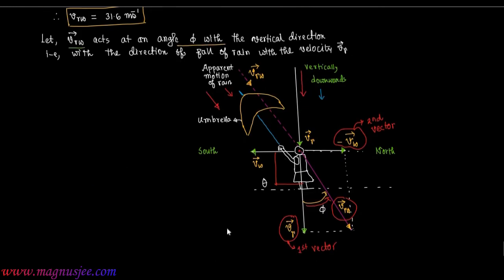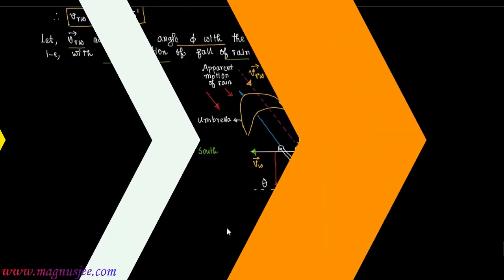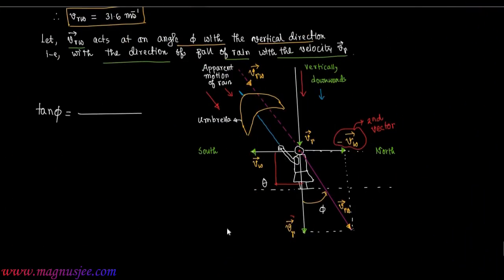Vector VRW acts at an angle phi with the vertical direction, that is, with the direction of fall of rain with the velocity VR. Therefore, tan phi is equal to mod vector VW sine of 180 degree minus theta. Now we can denote the angle theta. Theta is the angle between vector VR and vector VW. Theta is equal to 90 degree.